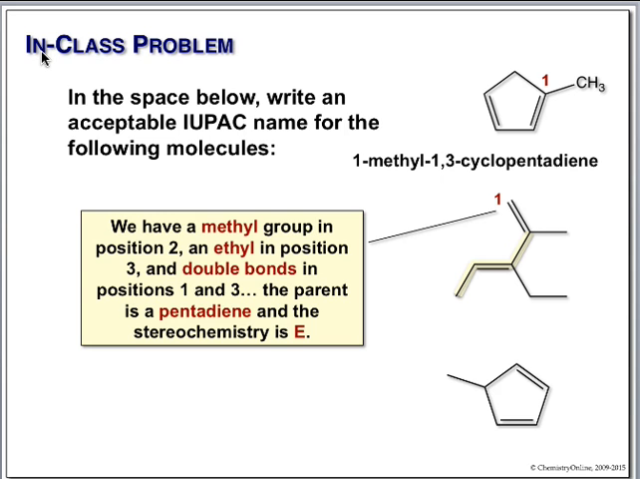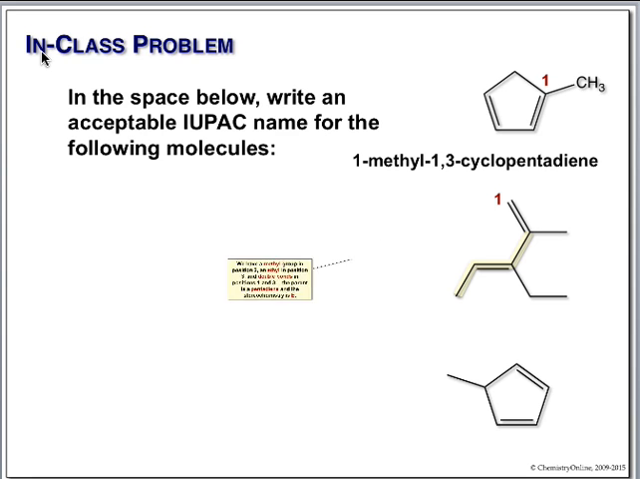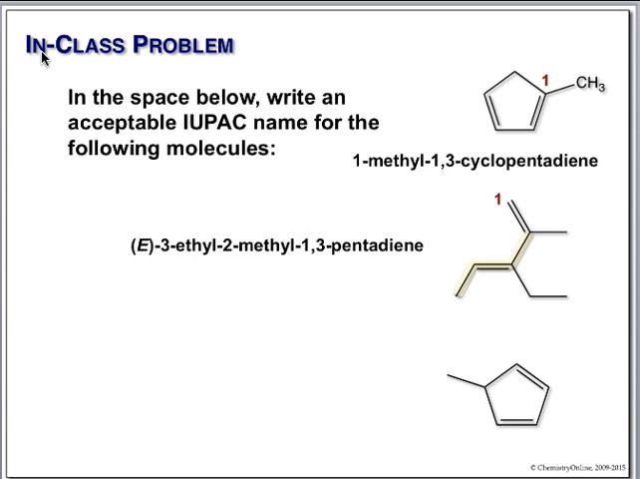Methyl group in position number 2, so that's this guy. An ethyl in position 3. This is trans stereochemistry. Trans is actually E. And this is going to be a pentadiene. Putting it all together, E is our stereochemistry, 3-ethyl, 2-methyl, 1,3 pentadiene. Any questions?